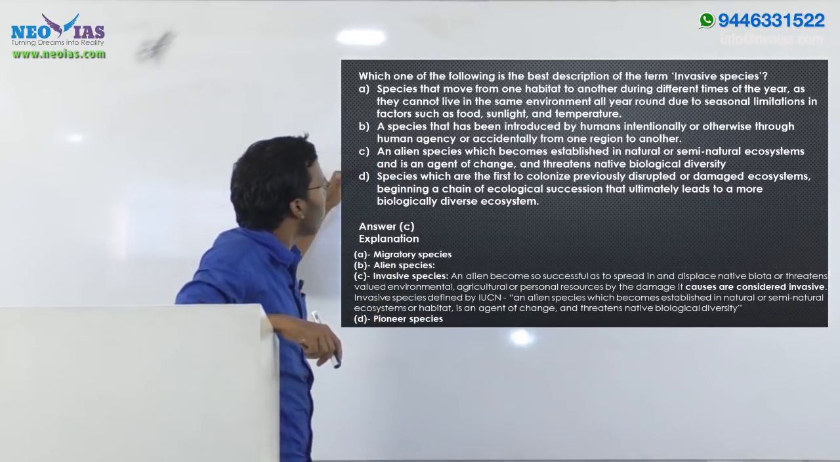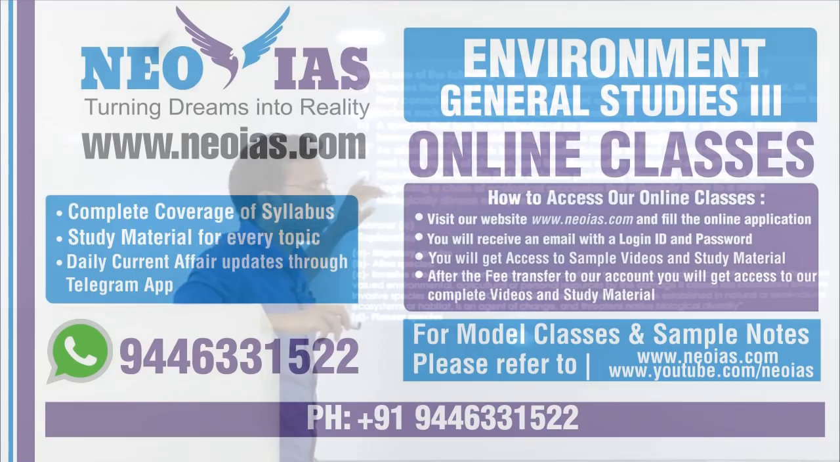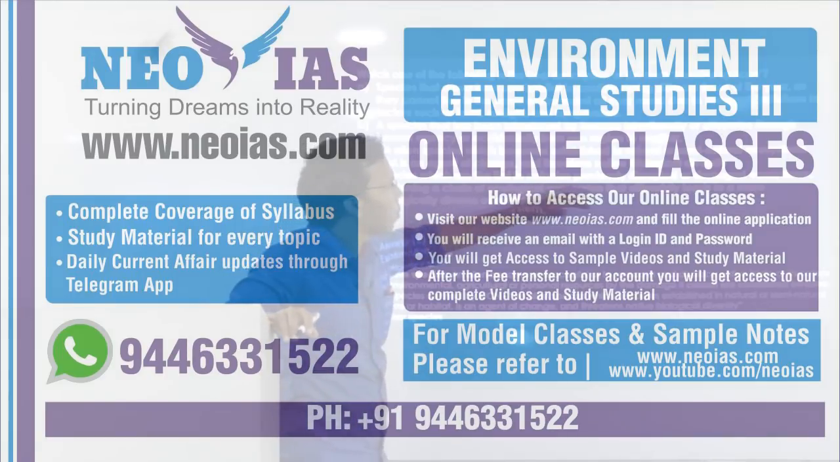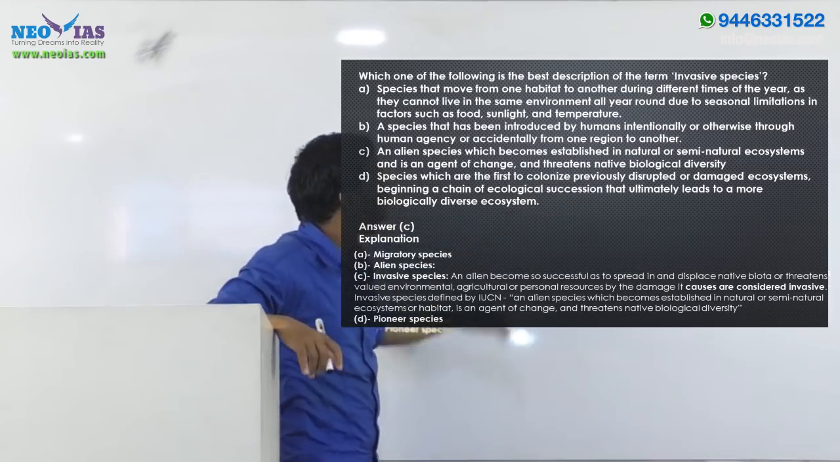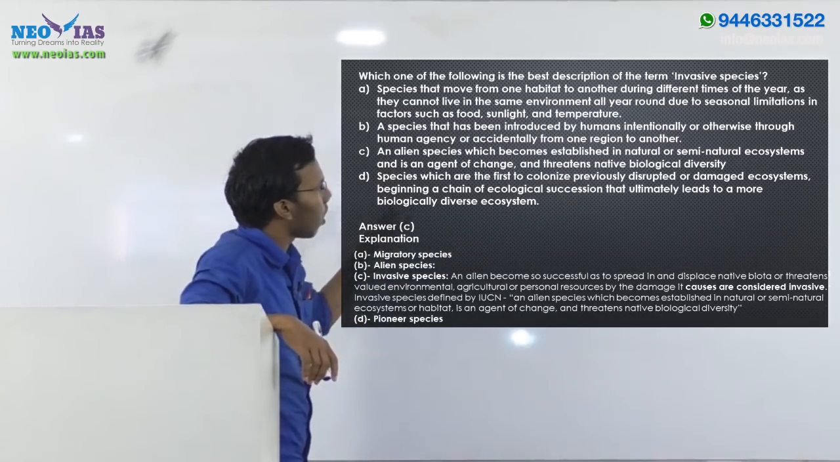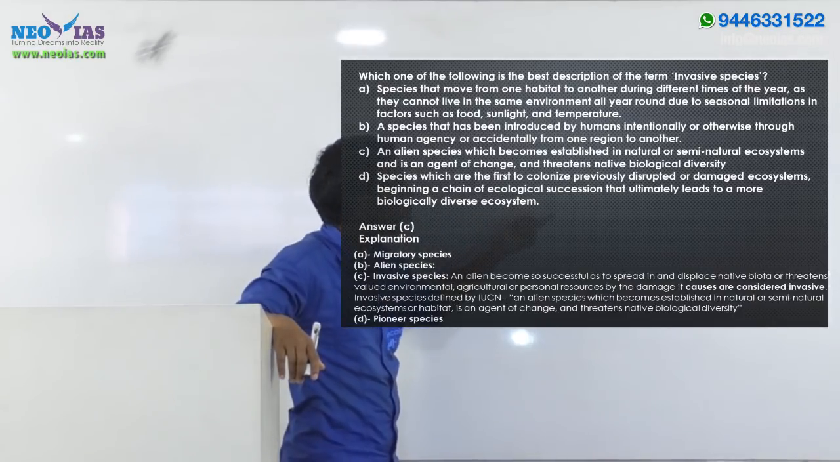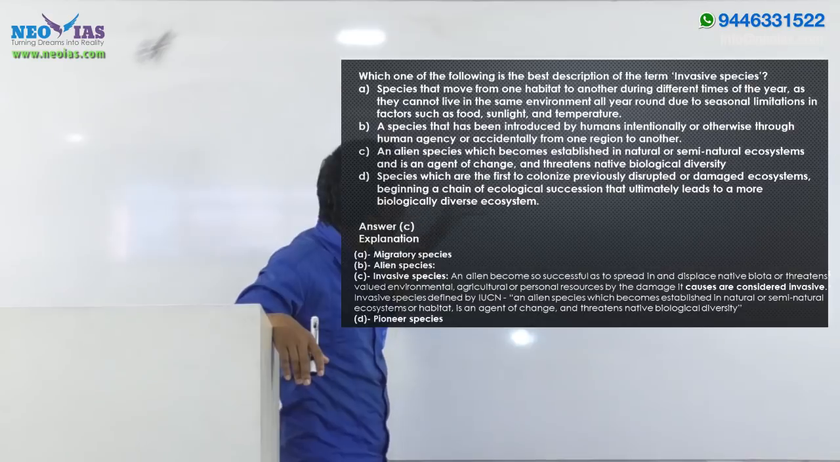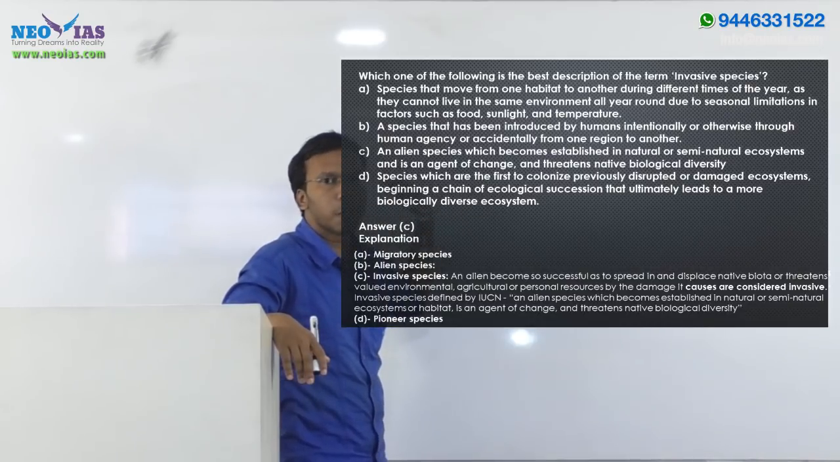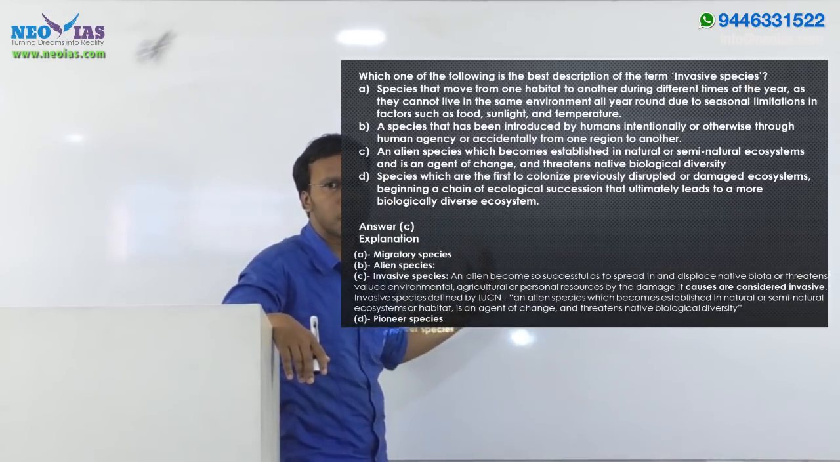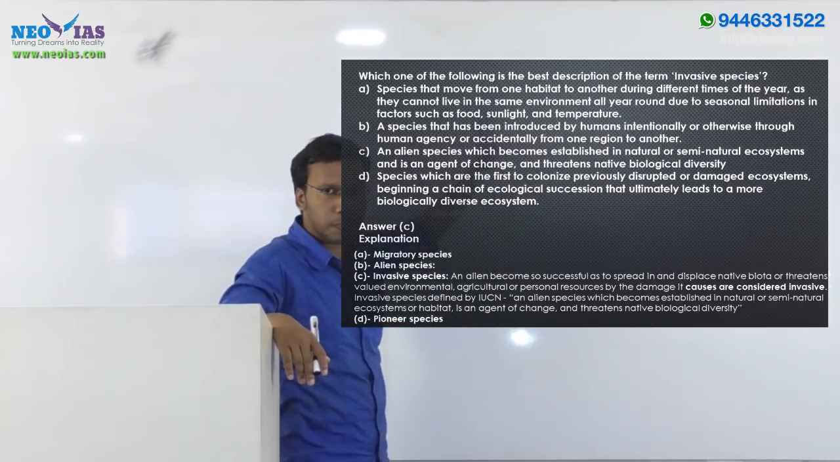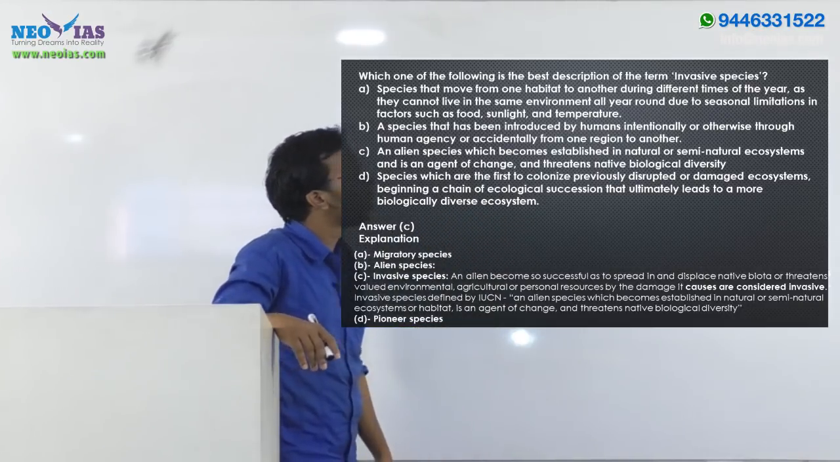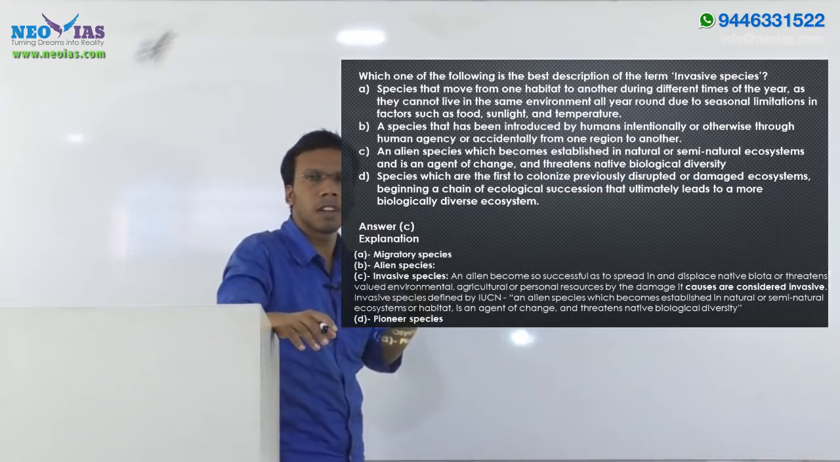Then also go through the fourth statement: species which are the first to colonize previously disrupted or damaged ecosystems, beginning a chain of ecological succession that ultimately leads to a more biologically diverse ecosystem. The fourth statement is about pioneer species, pioneer species in ecological succession. So these are the main points regarding this question. Okay, so you need to be thorough with what is an invasive species.